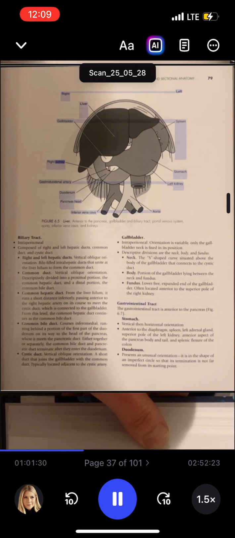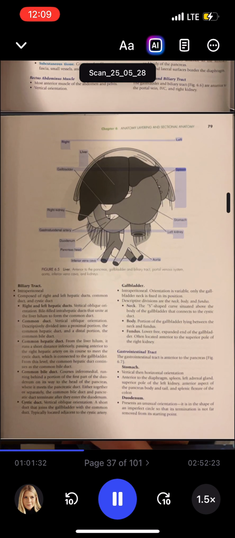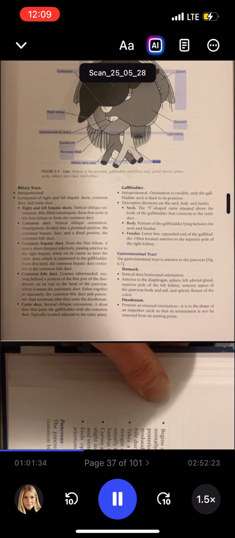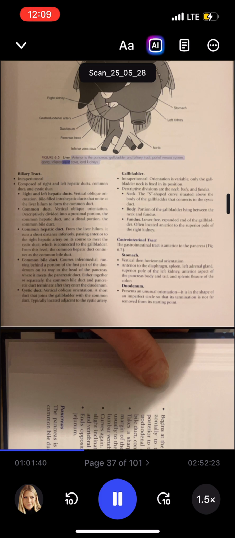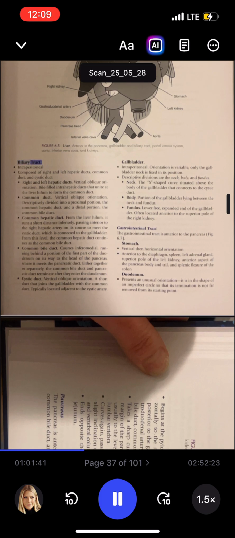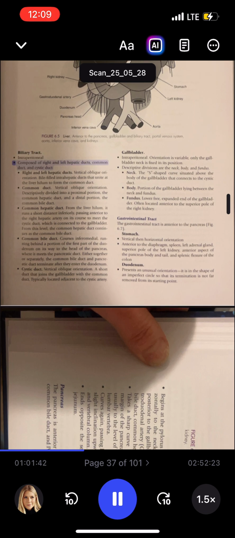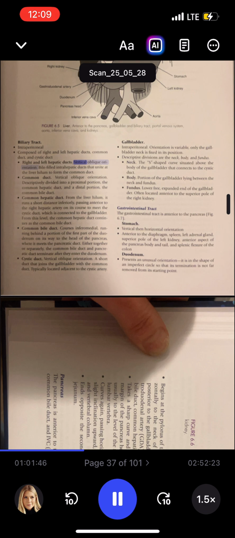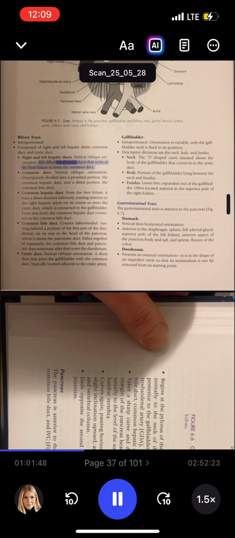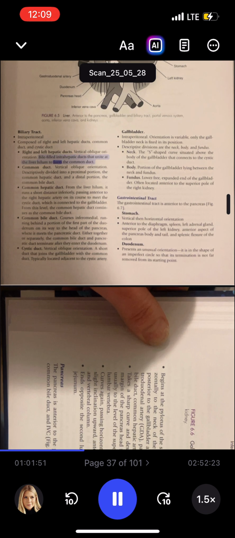Right gallbladder, right kidney, gastroduodenal artery, liver, duodenum, pancreas head, left spleen, stomach, left kidney, inferior vena cava, aorta. Figure 6.5, liver, anterior to the pancreas, gallbladder, and biliary tract, portal venous system, aorta, inferior vena cava, and kidneys. Biliary tract. 1 intraperitoneal. Composed of right and left hepatic ducts, common duct, and cystic duct. Right and left hepatic ducts. Vertical oblique orientation. Bile-filled intrahepatic ducts that unite at the liver hilum to form the common duct.